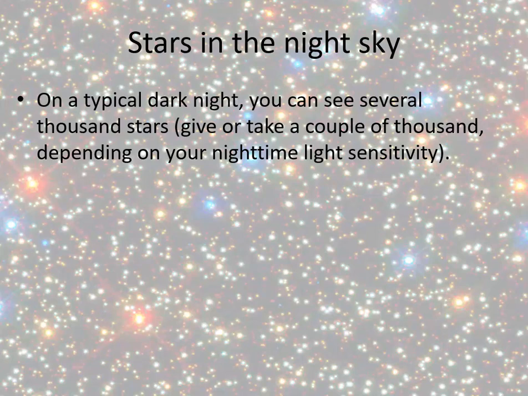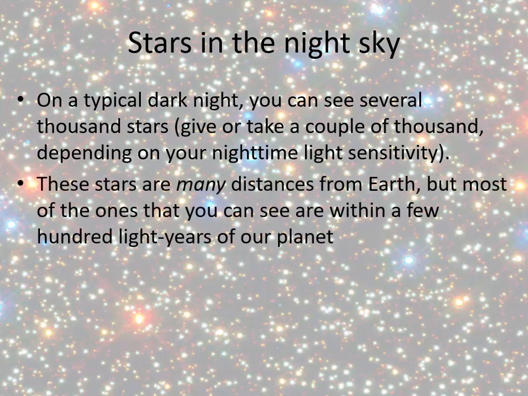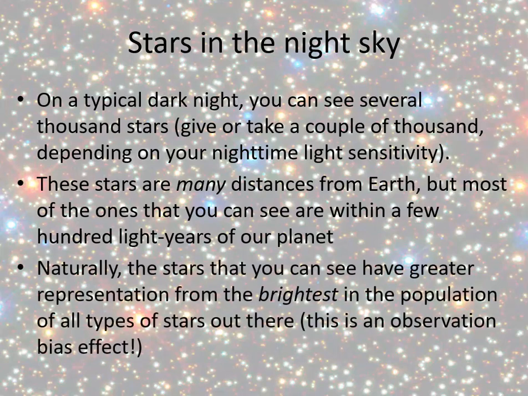So on a typical dark night you can see several thousand stars, but these things are many distances from us. They just happen to be, generally speaking, the brightest of the stars that are out there. In other words, the stars that you see in the night sky are not a good representation of the general population of stars that are out there. The vast majority of stars in our galaxy are quite a bit dimmer than our sun.